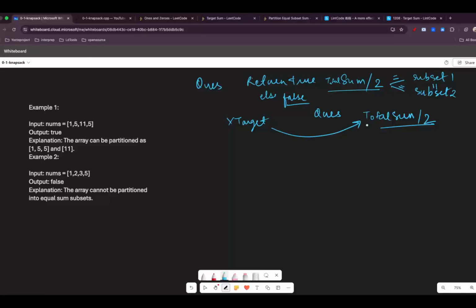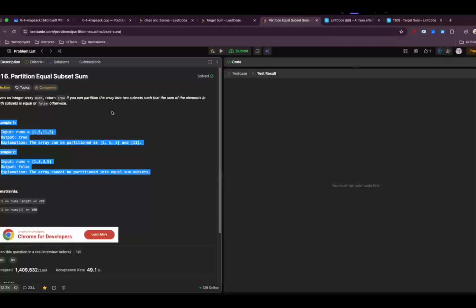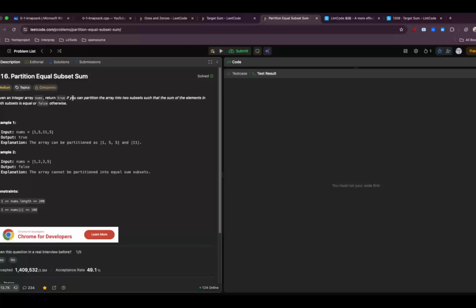See, here in the question, they have told that you can partition the array into two subsets such that the sum of elements in both subsets is equal. Then basically the whole array that is there, you need to partition into two subsets. So in that context, you need to take all the elements. Whenever you have such doubts, what you need to do is look at what is given to you, right?